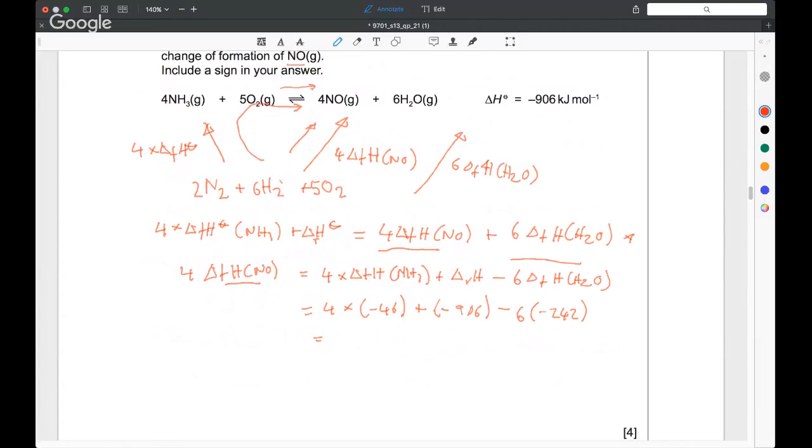Multiply all that up, and you get minus 184. A positive times a negative is a negative, so that becomes a negative 906. And now you've got minus 6 multiplying minus 242, so that ends up as a positive there, you see?